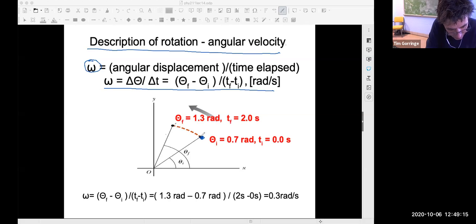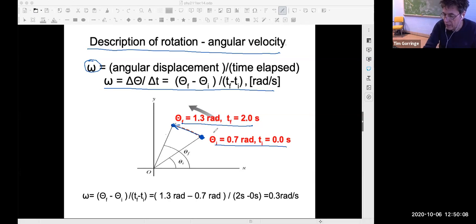Again, we're imagining some object that's executing circular motion, rotating about the origin here. And this object rotates from some initial location on the right to this final location on the left. And we're told in this particular example that the initial angular coordinate, theta i, was 0.7 radians. The initial time was 0 seconds. And then the final angular coordinate, theta f, was 1.3 radians. And the time it arrived there was 2 seconds.